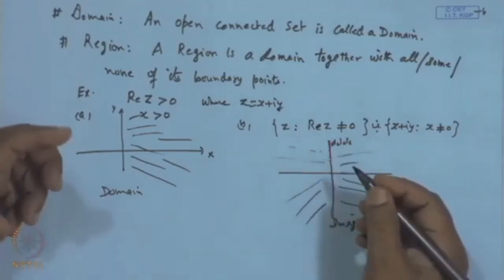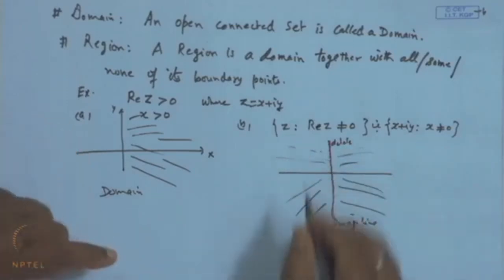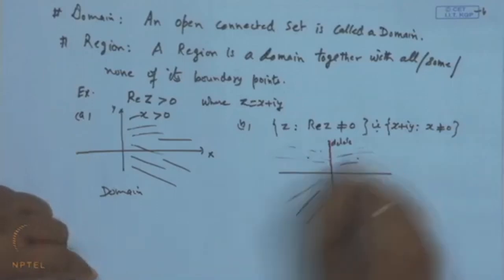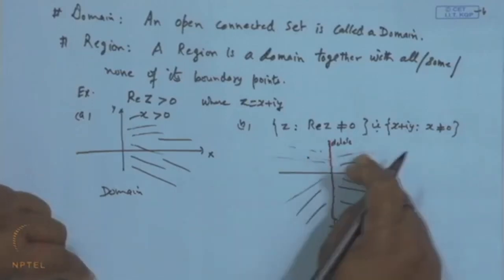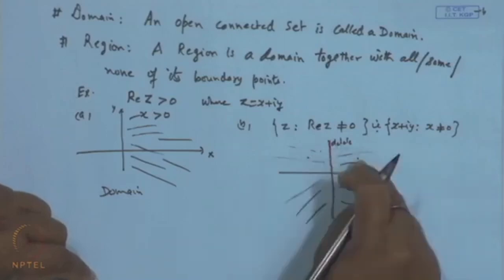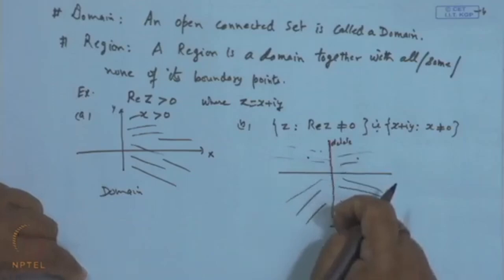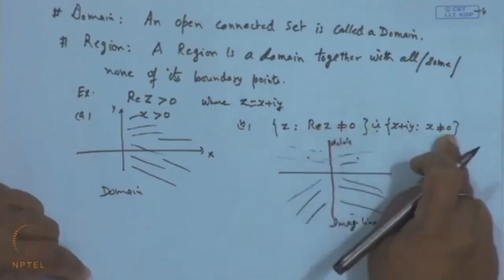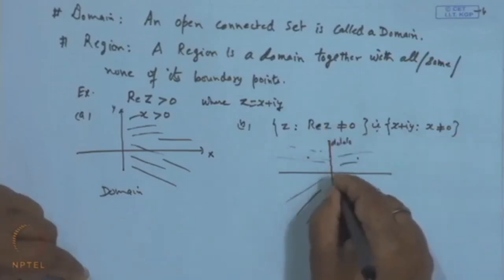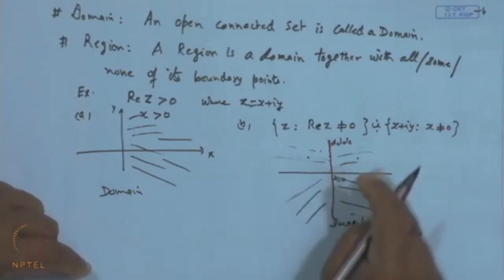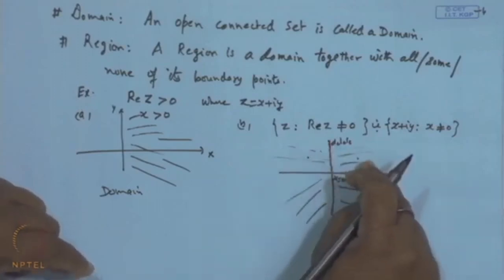Okay? So, this forms a set. Is this a connected set? No, it is not connected, because if we pick one point here and one point here, then in order to connect these two points, you have to cross this line. But this line is not permitted, because x should not be 0, because at this point x becomes 0. So, this set is not connected.